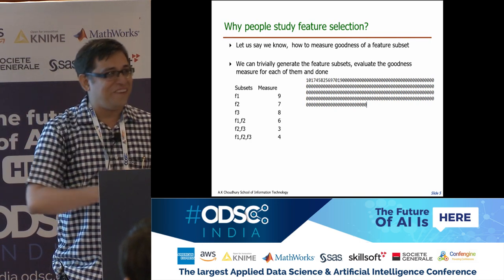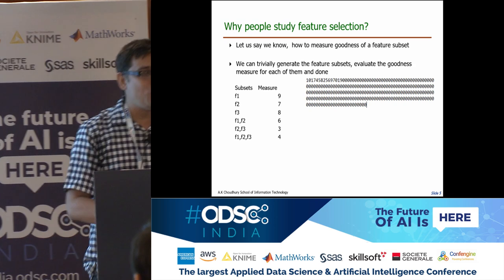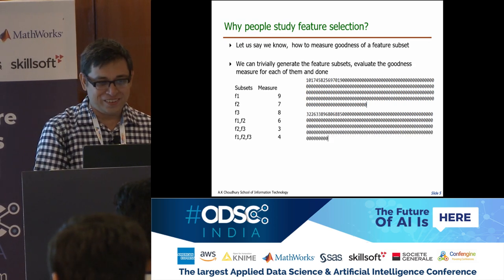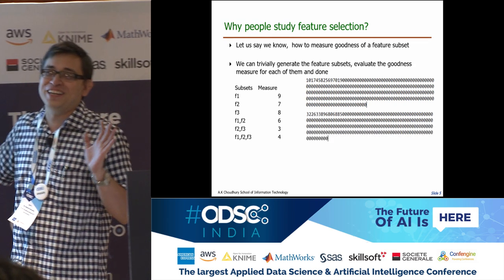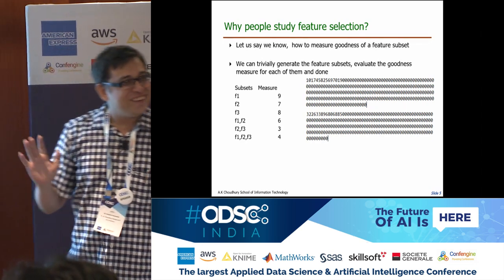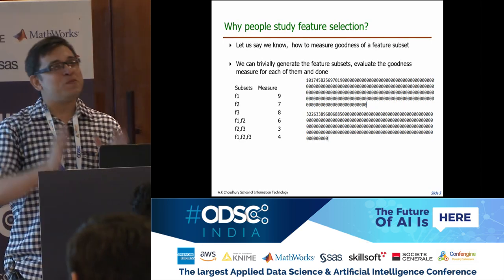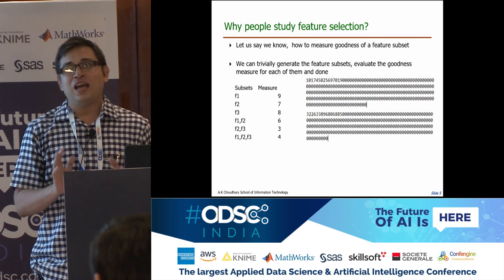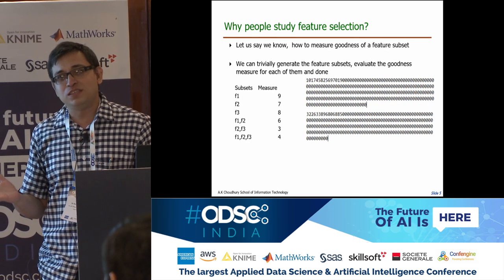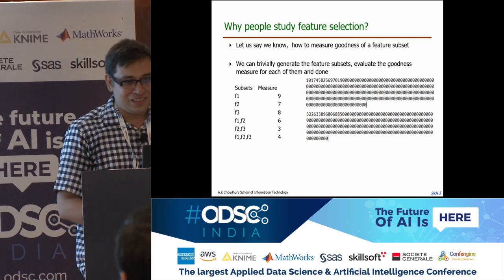So I will do it all day, for years. I will show you how many years it will take. So this many number of years it will take. That's why people are still studying feature selection. And you can understand that 784 features is not big, not large, right?